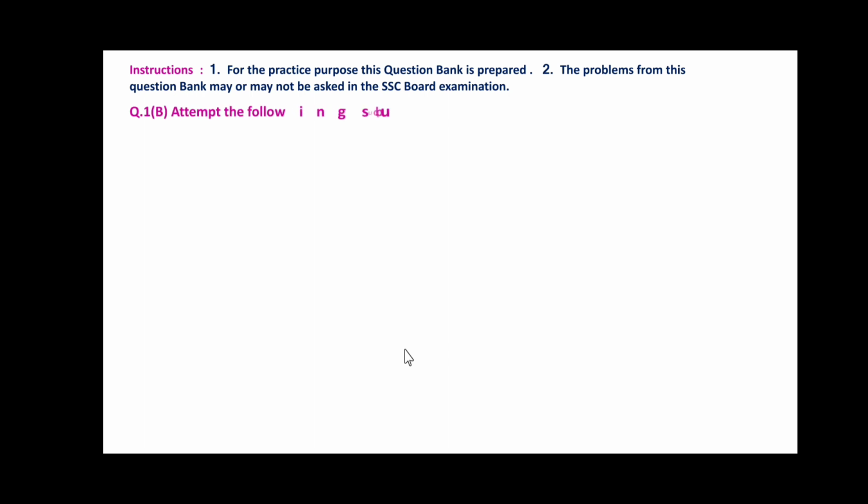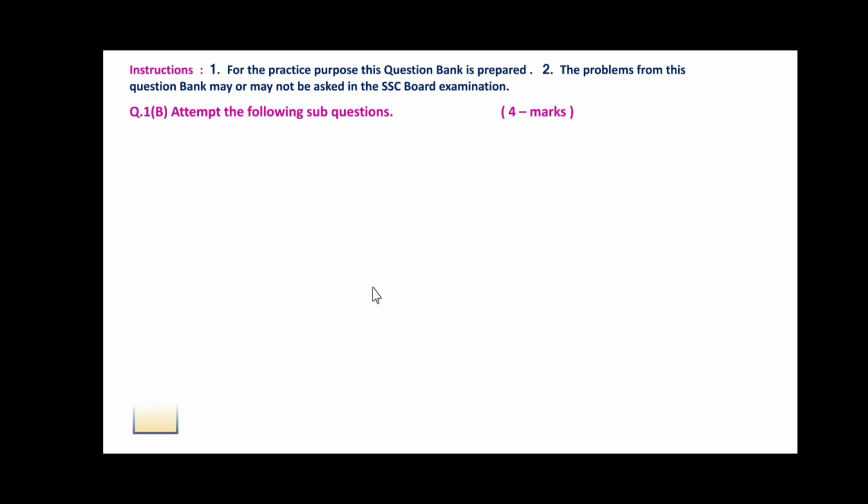For practice purposes, this question bank has been prepared. So go through this. The problems from this may or may not be asked in the board examination, but you should use this as reference study material. The questions that could be asked in the SSC board examination will be like this, so practice them. Friends, question number 1b, attempt the following sub questions, 4 marks. There is no option in this question.